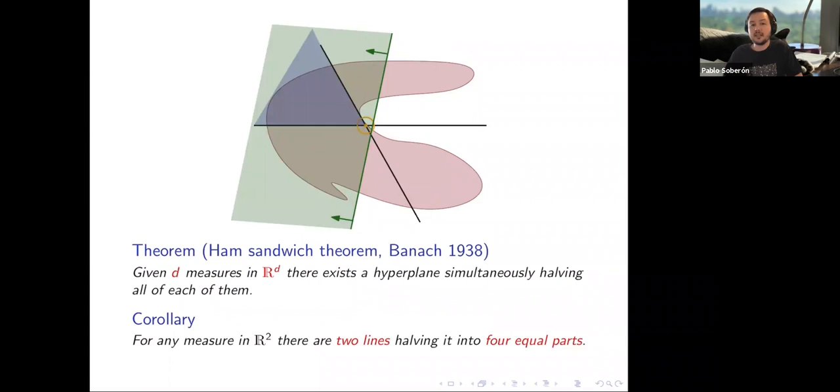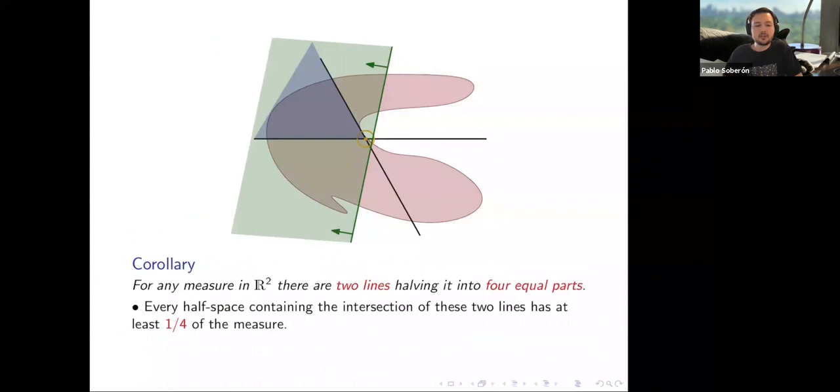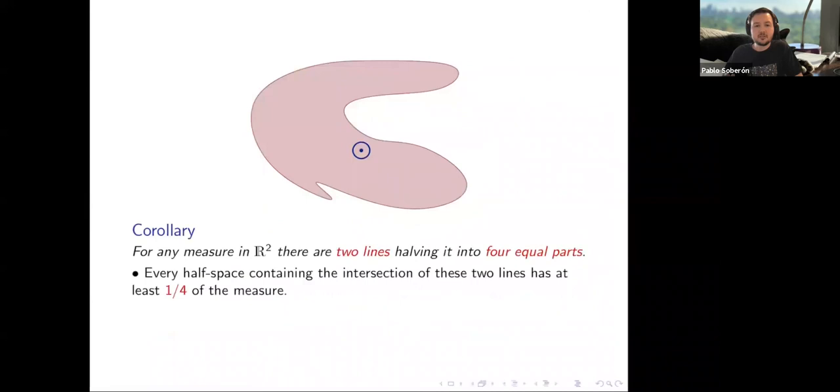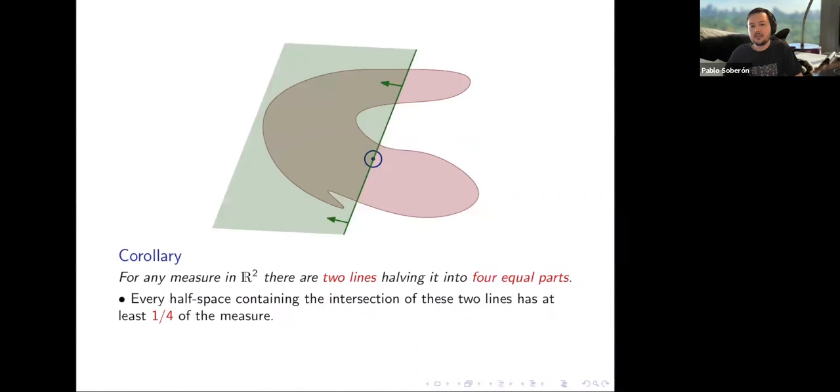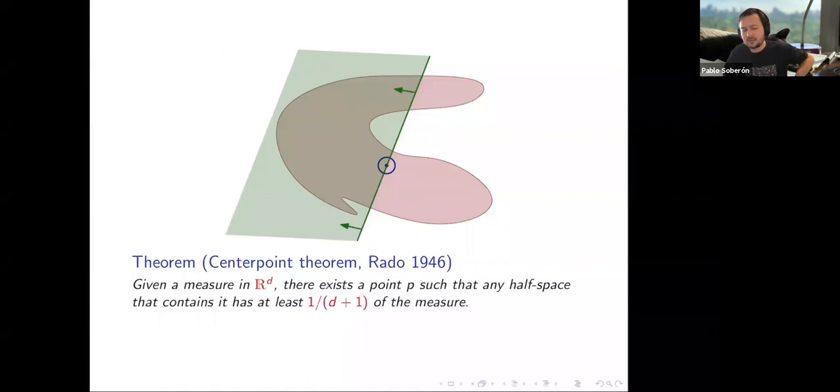So that's another corollary: there is a point such that every half space containing it has a large share of the measure. The point of intersection satisfies this property of being very deep within the measure. And of course, we can improve on this. The 1/4 is not optimal. Now, this is not a point that's given by those two lines, but it is less weightful in some sense. Every half plane that contains this point has at least 1/3 of the measure, and now this is optimal. This is the center point theorem by Rado from 1946, if I'm not mistaken.